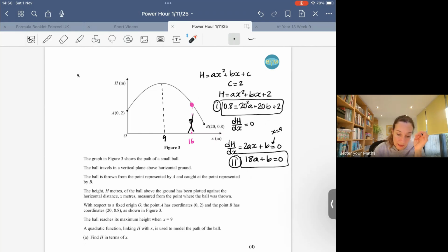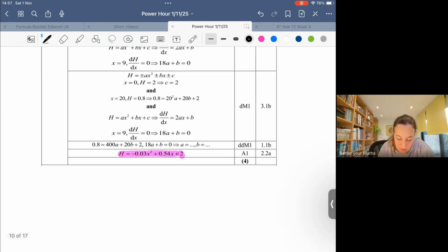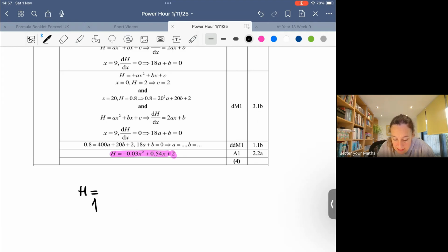So these modeling questions sometimes are easy to do when you understand them, but they are difficult to understand. So let's do that quickly. We are going to substitute the x by 16, and I'm going to use the equation here. So h, when x is 16, is going to be 2.96. So does she catch the ball? No, the ball is almost 3 meters high and she can reach up to 2.5.